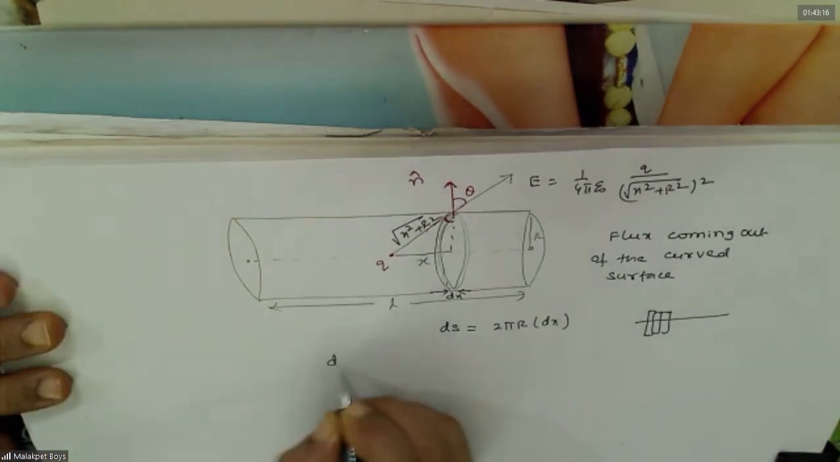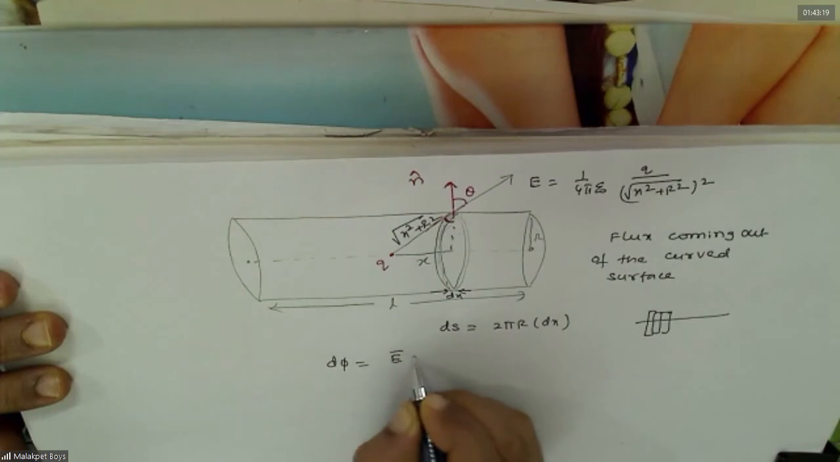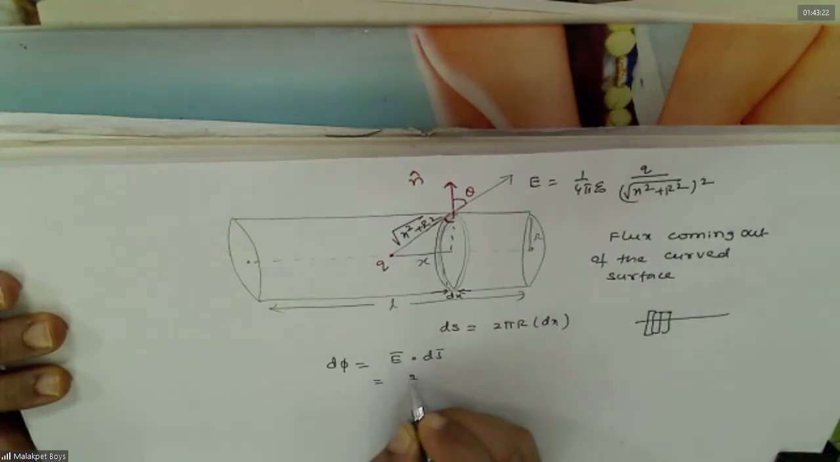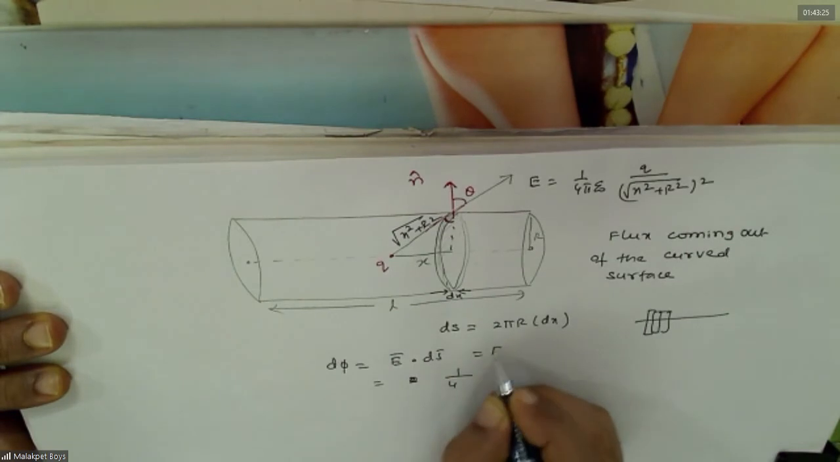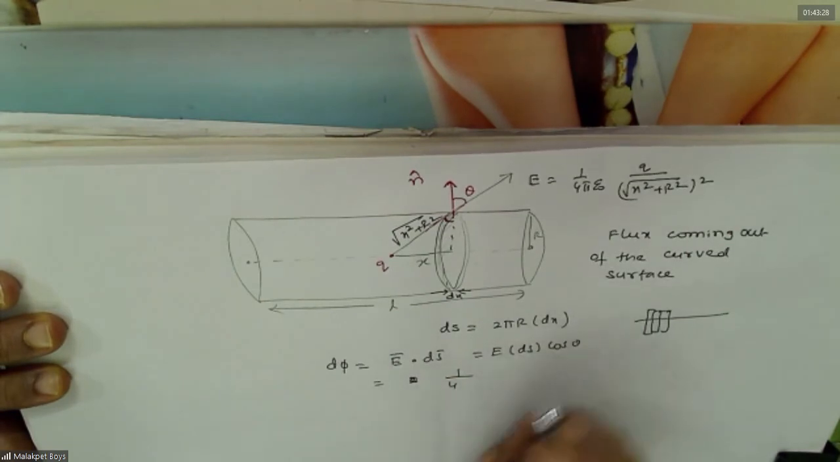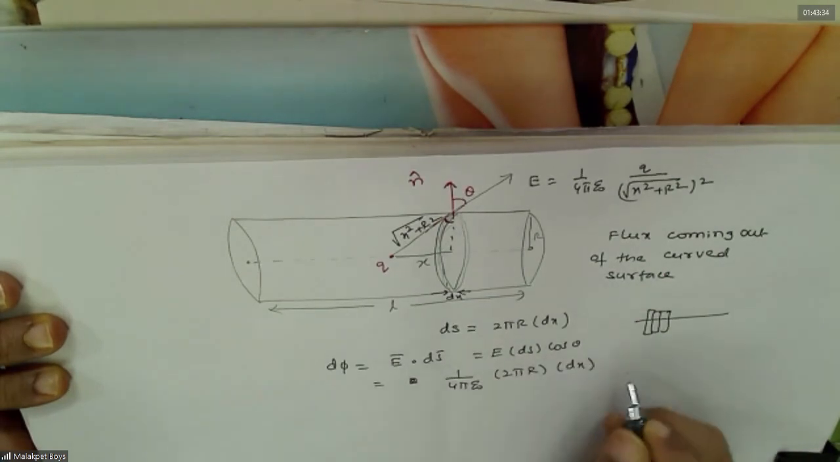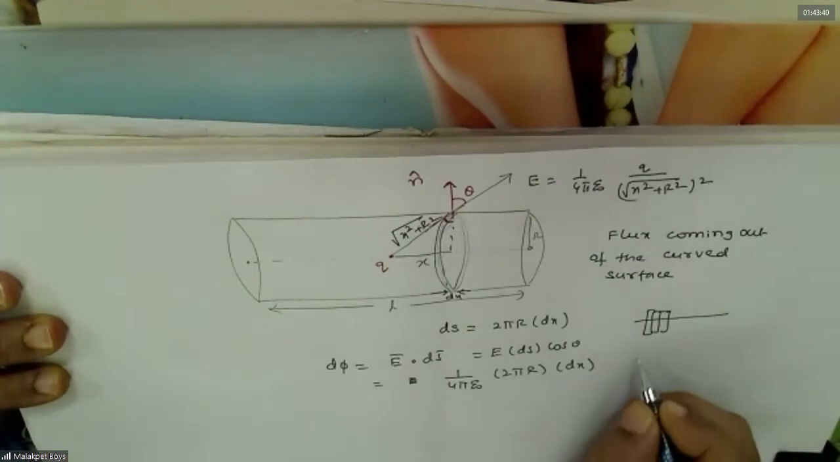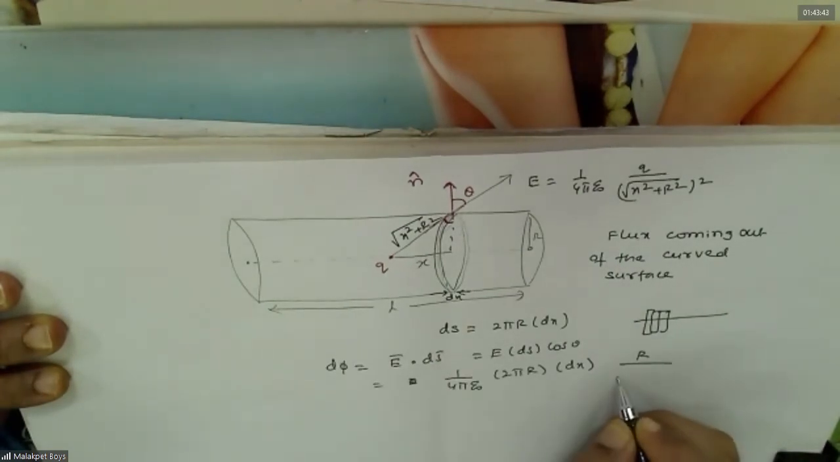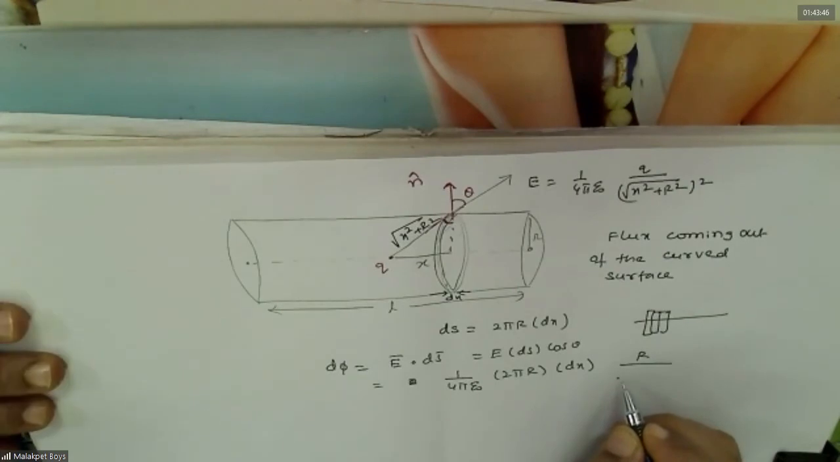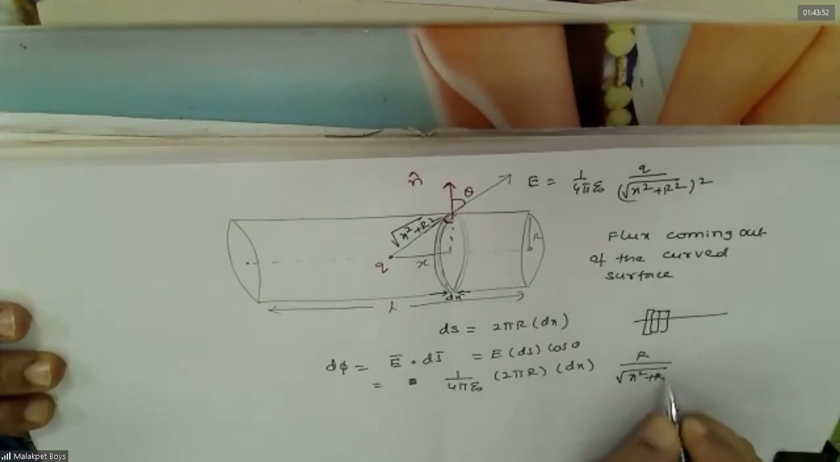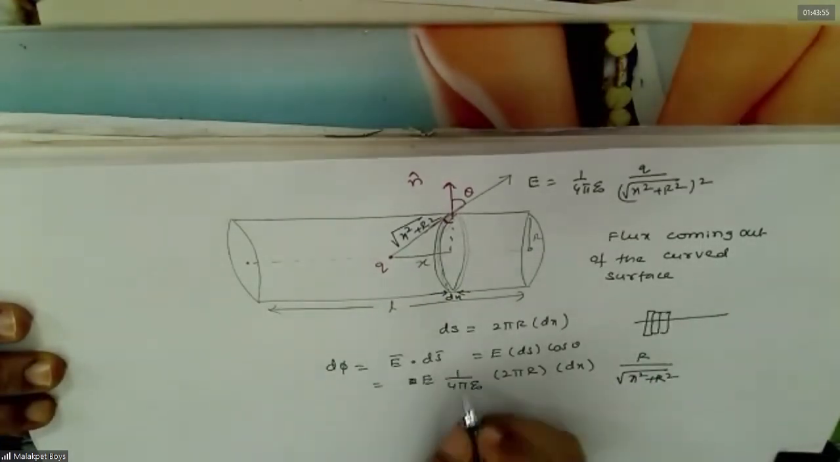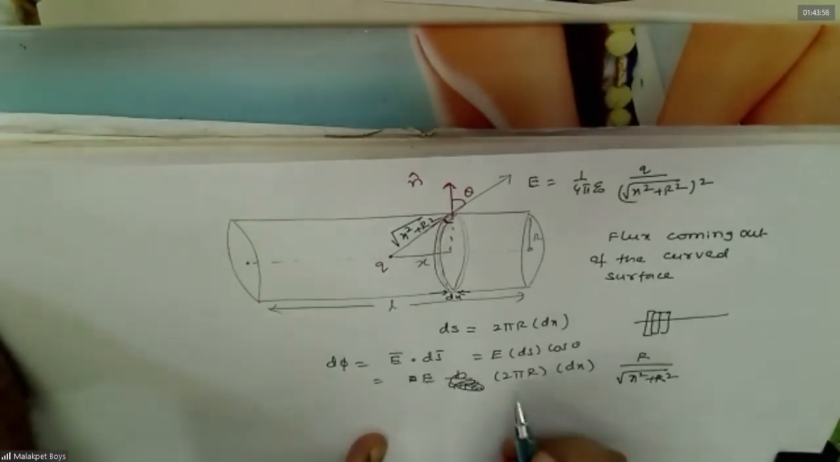So what is the flux through that? E dot ds. This is 2 pi r. Do you agree with this? If this is theta, what is cos theta? It is r by under root of x square plus r square, into E, no? Do you agree with this? So E I have to write here.